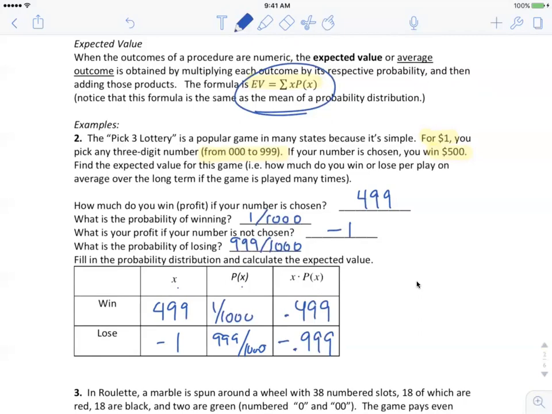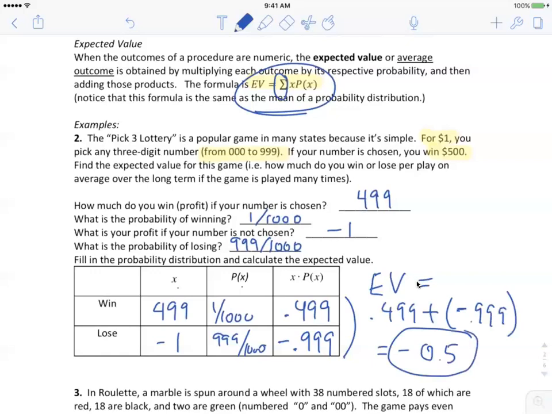Last step is the summation. Add these two together, right? So my EV, whoa, what was that? I meant to draw an E. My EV equals 0.499 plus a negative 0.999. Right? Or basically 0.499 minus 0.999, same thing. And I'm getting negative 0.5. That is the expected value, negative 0.5.